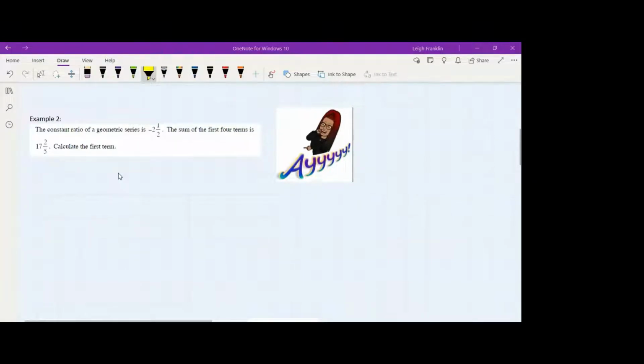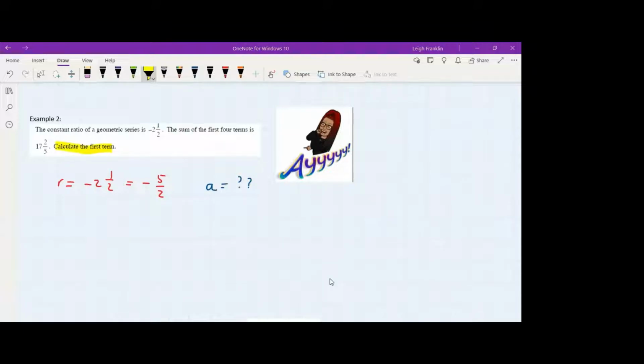The constant ratio of a geometric series is -2.5, so they're telling us that R is equal to -2.5, which we can write as -5/2. The sum of the first 4 terms is 17 2/5. Calculate the first term. So what do they want us to calculate in this case? What answer are they looking for? The value of A. When they ask us to calculate the value of the first term, they are in fact asking us to calculate A.